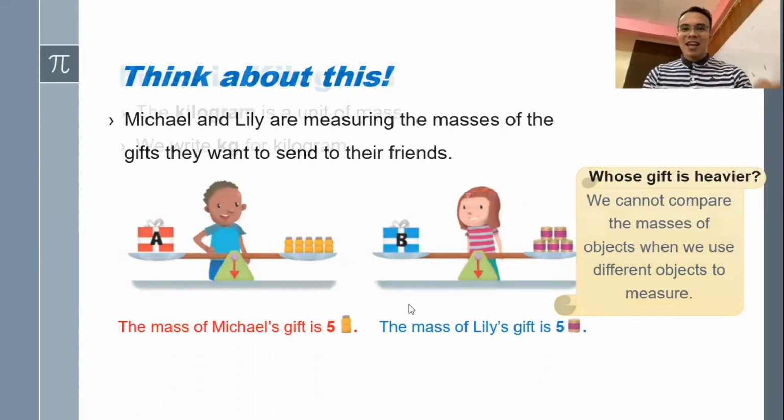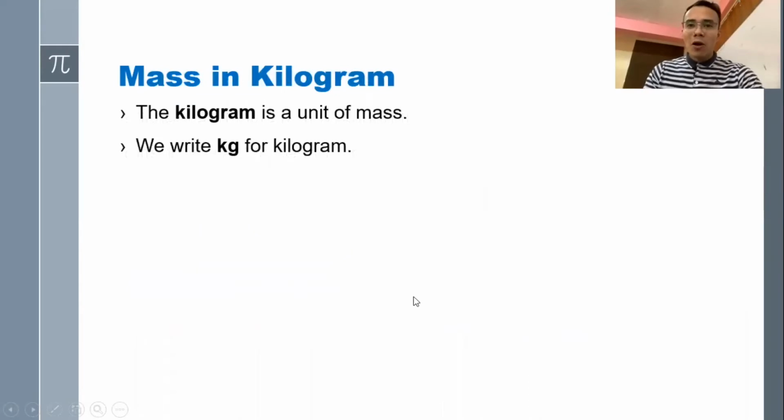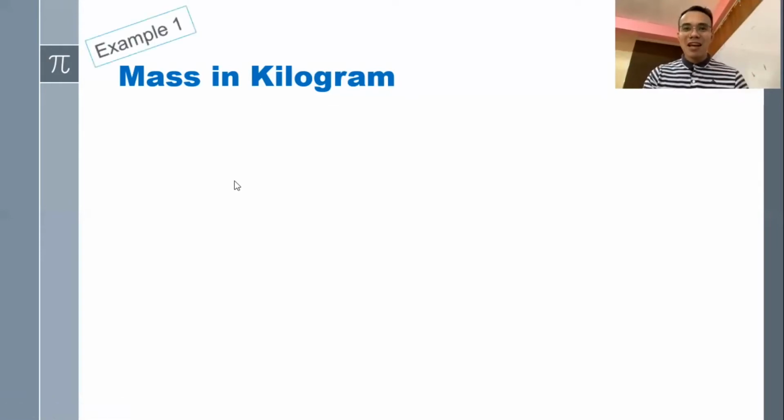All right? Now, a while ago, I mentioned mass in kilogram. What do you mean by kilogram? Kilogram is a unit of mass. For example, 5 kilograms, 10 kilograms, 26 kilograms, and so on. And we write kg for kilogram. Kg is the shortcut for kilogram. Let's have example number 1.